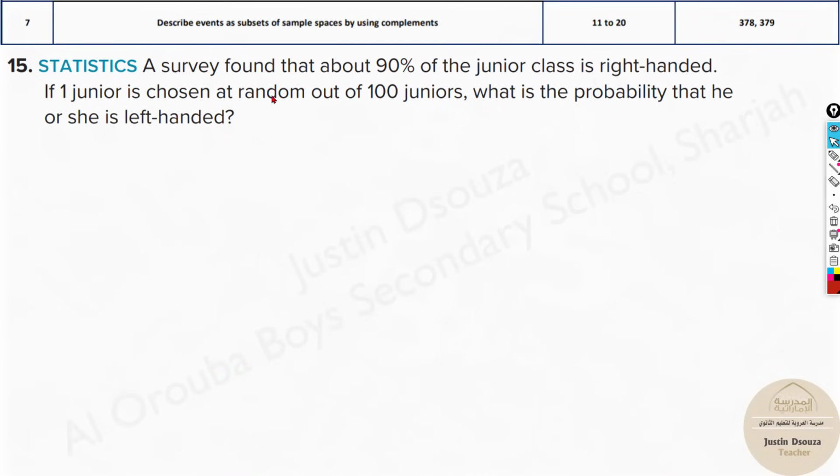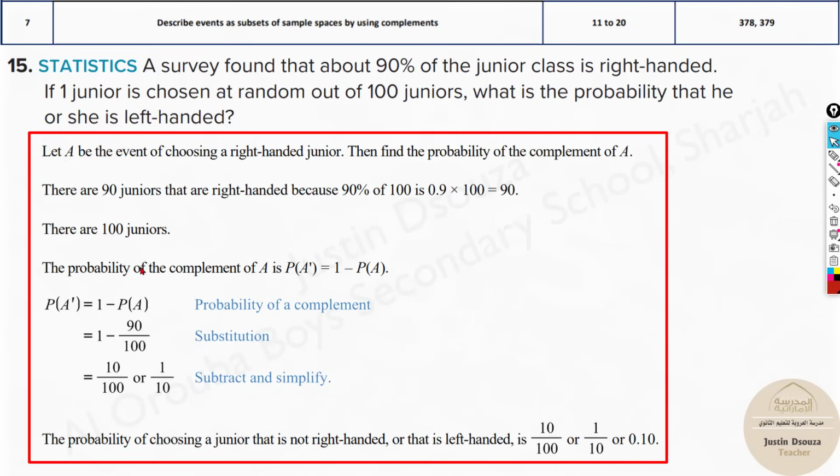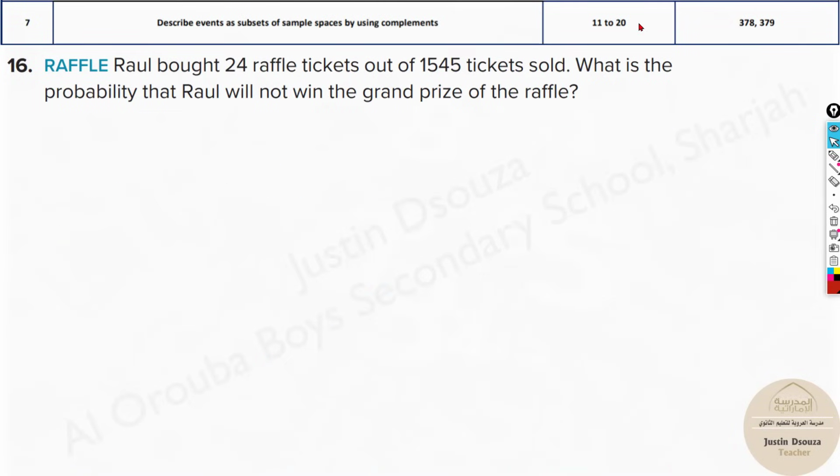Here we have been told a survey found that 90% of the junior class is right-handed. If one junior is chosen at random out of 100 juniors, what is the probability that she is left-handed? Now here 90% are right-handed, so obviously 10% will be left-handed. So the answer is 10%. You don't need to solve this exactly because you know it's direct, so you can directly tell it. Percentage we are finding, so it's 10%.